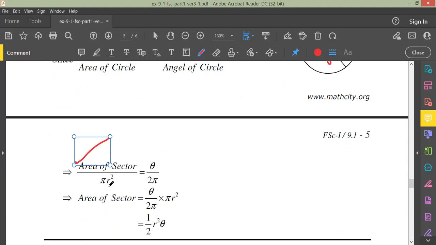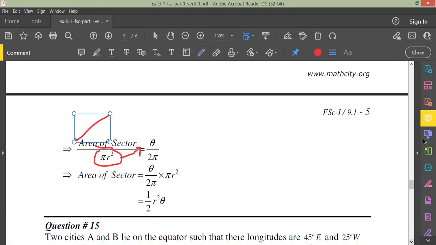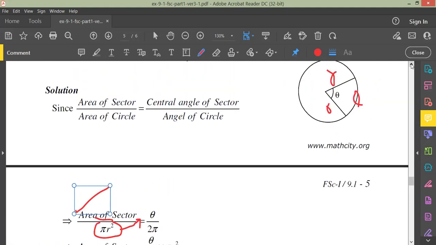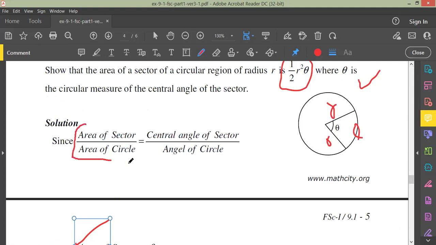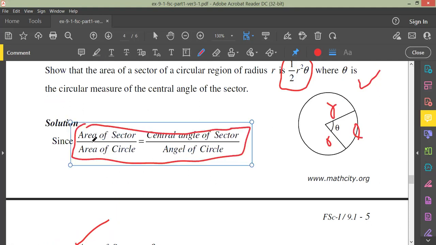So we know that area of the circle is pi r square, and angle of sector is theta, and angle of the circle is 2 pi. So this will be multiplied by theta over 2 pi, which is equal to 1 over 2 r square theta. So simply we have to learn the simple formula: area of the sector over area of the circle is equal to central angle of the sector over central angle of the circle, which is 2 pi.